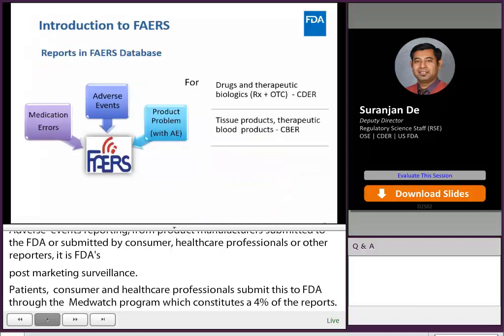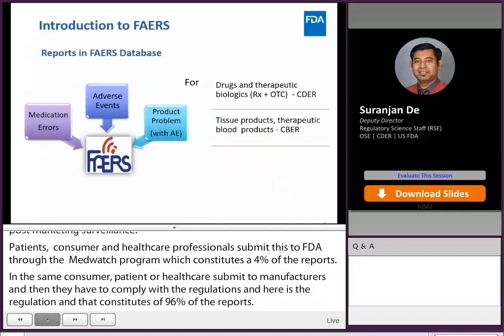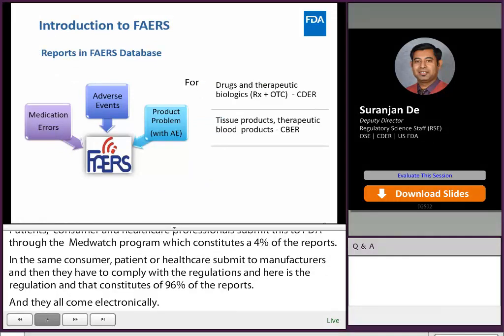The reports in the FAERS database are medication error related reports, adverse event reports, and product problem reports that have an adverse event. And they are for drugs and therapeutic biologics, and then for tissue products and blood products.